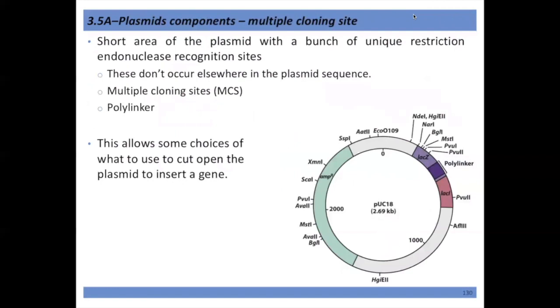So this polylinker, or these multiple cloning sites, is an area that has a bunch of unique restriction sites. They don't occur elsewhere in the plasmid, just in that part. And so it allows you to selectively insert the DNA right here. That's very important. I don't want it to be randomly incorporated elsewhere in the plasmid. I want it to go in a certain spot.